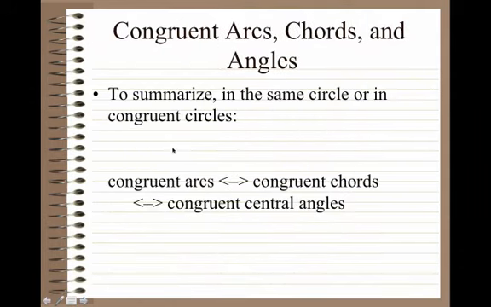So, to summarize this, in the same circle or in congruent circles, congruent arcs implies congruent chords and congruent central angles. Or congruent central angles implies congruent chords and congruent arcs. Or if you know the chords are congruent, therefore the arcs will be congruent and the central angles will be congruent. Once you get one congruency, you've got them all.